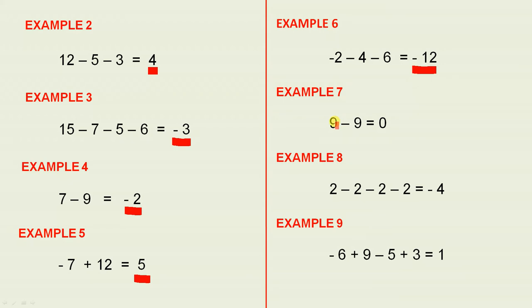If we start on 9 and we move 9 places to the left, we end up on 0. If we start on 2, we move 2 places to the left, and another 2 places to the left, and another 2 places to the left, we land on -4. If we start on -6, and we move 9 places to the right, then 5 places to the left, then 3 places to the right, we land on 1 or +1.